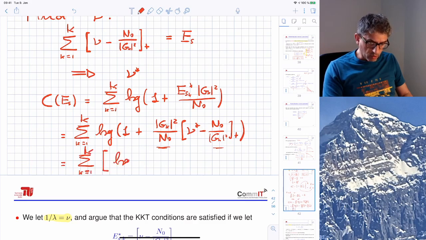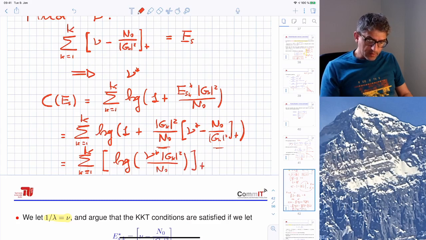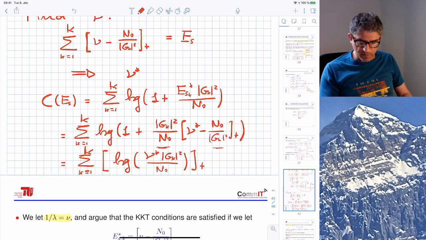Positive part of log of nu star times gk divided by n0, because you can check that when the difference is negative, this product is less than 1. Log of something less than 1 is negative, take the positive part, we get 0. When the difference is positive, then we have exactly this expression. And this nu star gk squared divided by n0 is greater than 1. Log of something greater than 1 is positive, and therefore the positive part doesn't change it. Okay, so that's a compact way of expressing the solution.